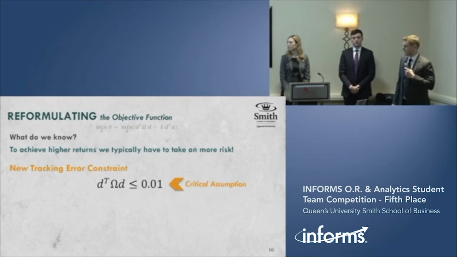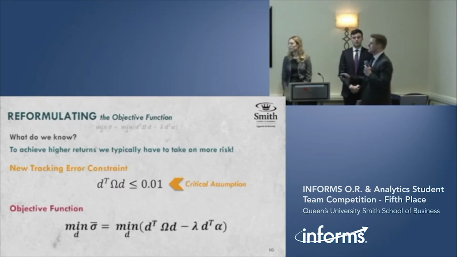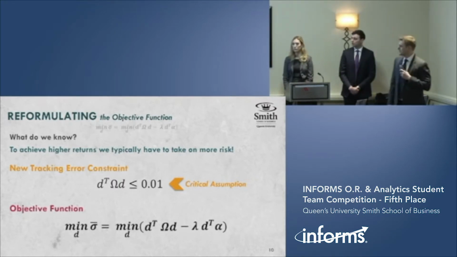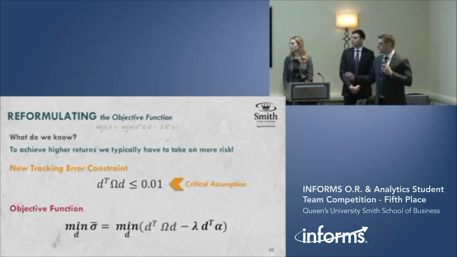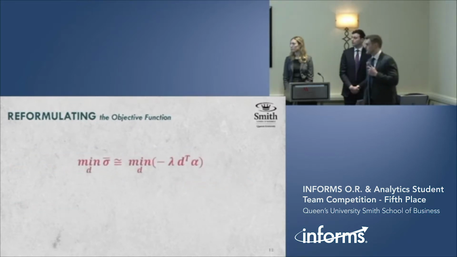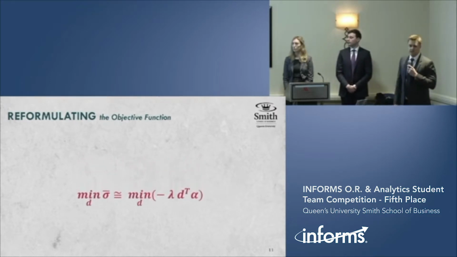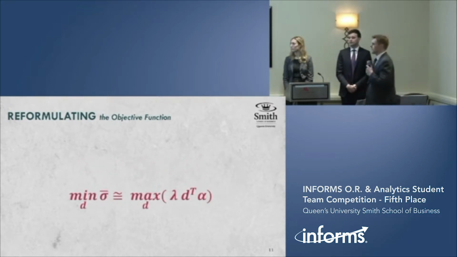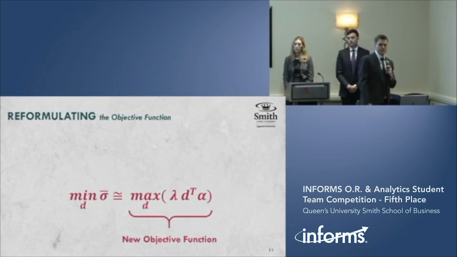This becomes our new tracking error constraint, and it actually feeds a little bit further as we look to reformulate our objective function. Because of that, we also approximate that tracking error constraint as a constant. And when we do that, we can substitute it into our objective function and come up with a new objective function that looks like this. Now, by minimizing a negative, that's going to be the same thing as maximizing a positive. And so our final objective function looks like this. And this is greatly simplified over the provided objective function.